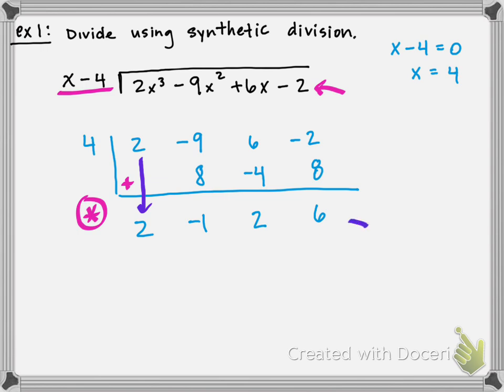Remember that 6 is your remainder. If that remainder had been 0, then we would know that x minus 4 is a factor. So this lesson is talking about the remainder theorem and the factor theorem. So there's going to be a fun thing we're going to learn about this remainder, and that's on the next slide.